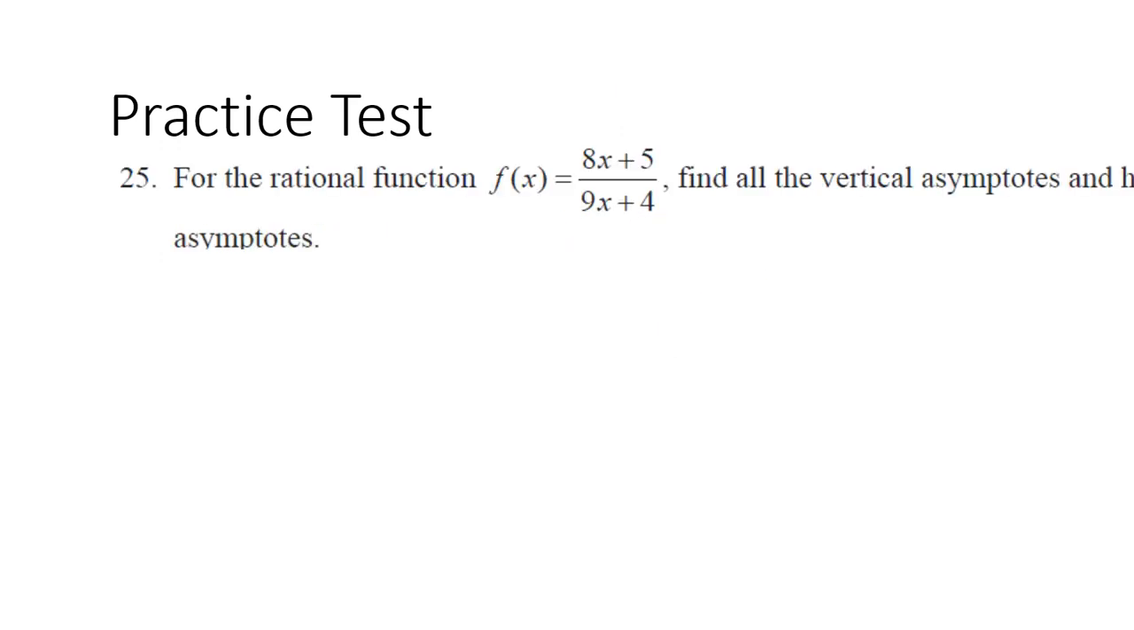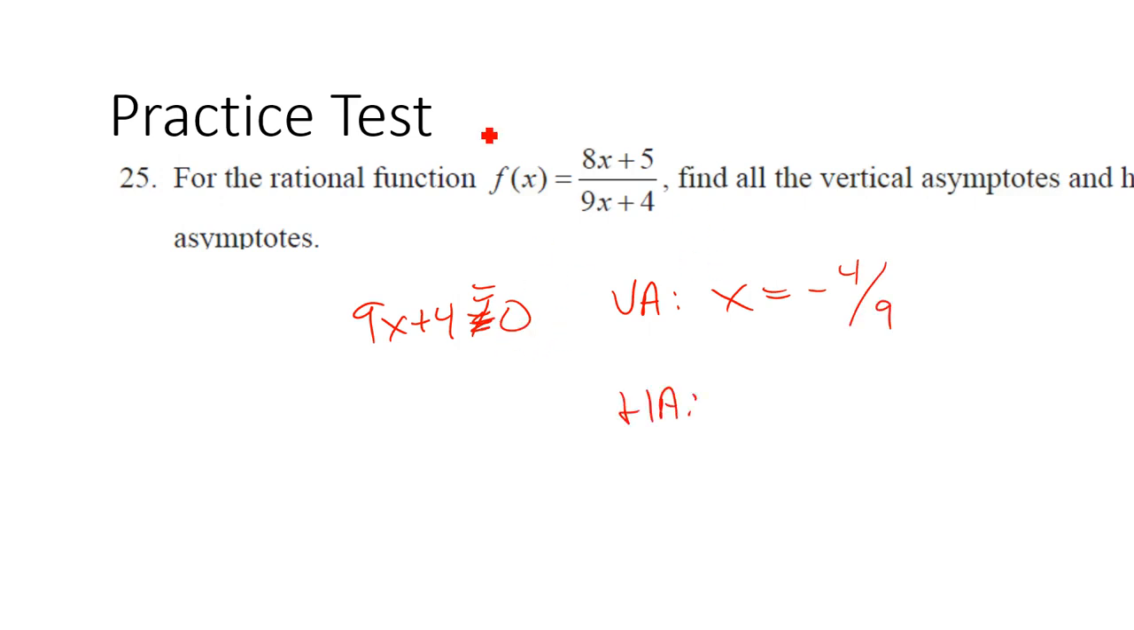All right, vertical asymptotes, horizontal asymptotes. For the vertical asymptote, you're going to say 9x plus 4 equals 0. So we're going to say x equals negative 4 over 9. And your horizontal asymptote, x to the first, they match. So we're just going to say y equals 8 over 9.